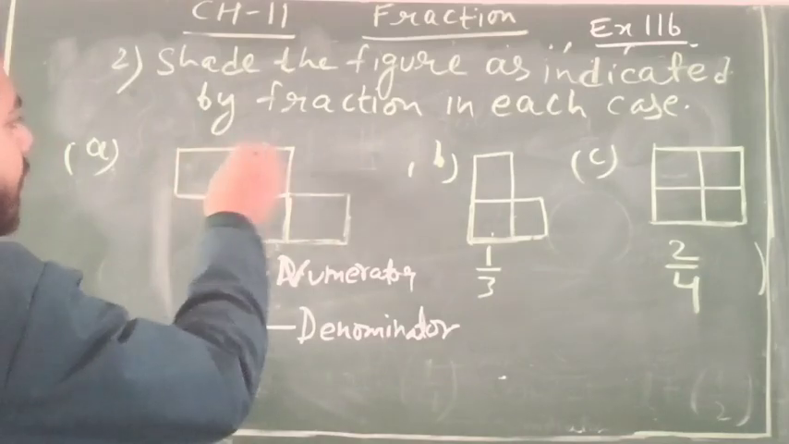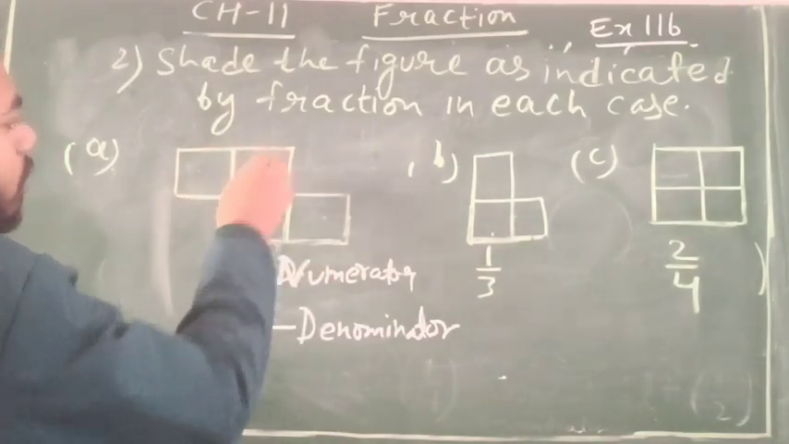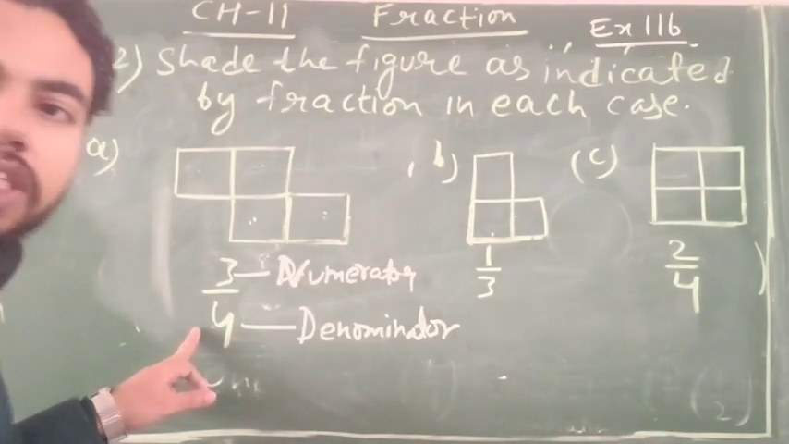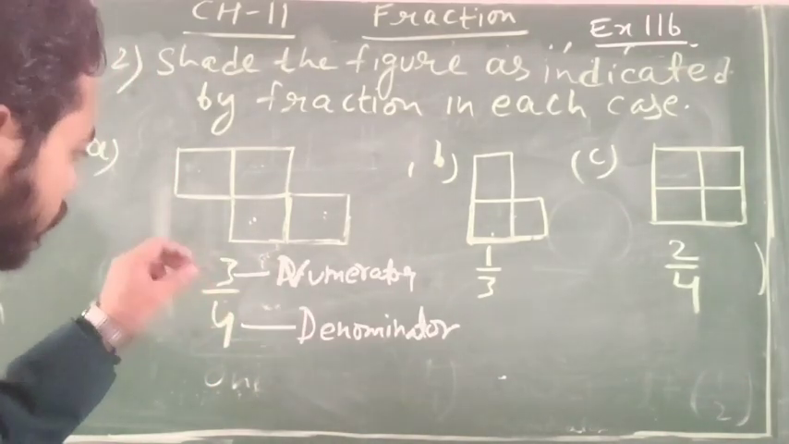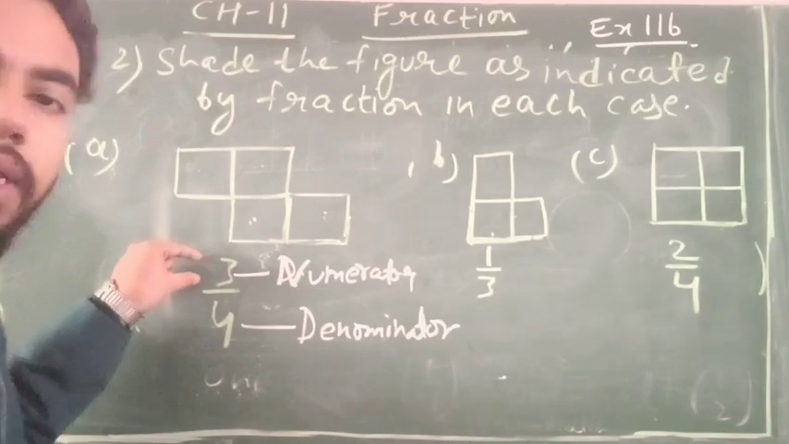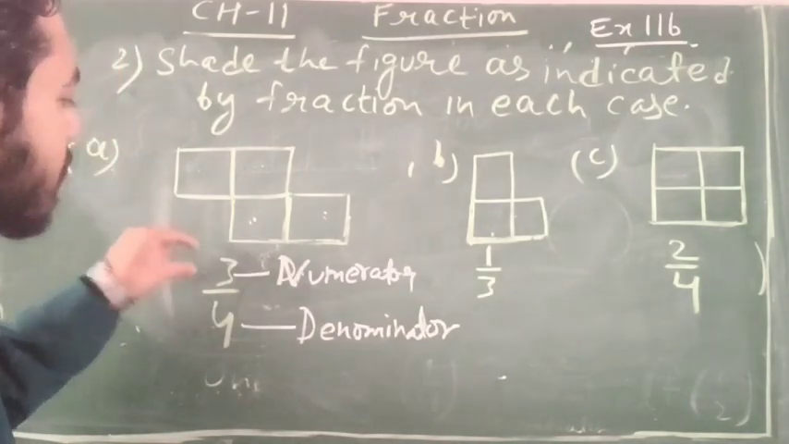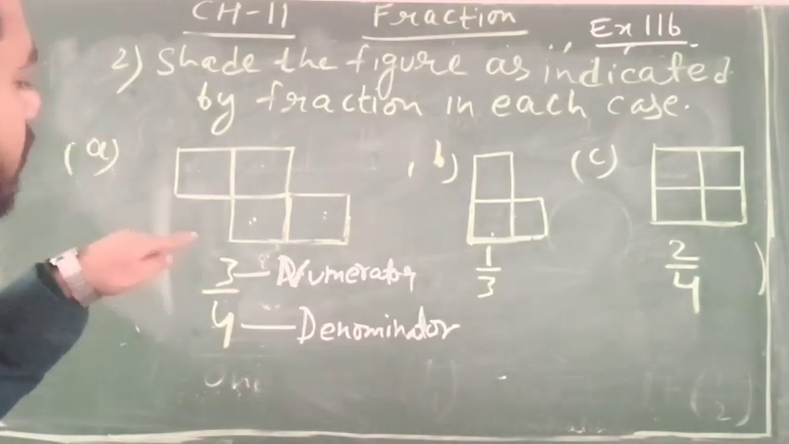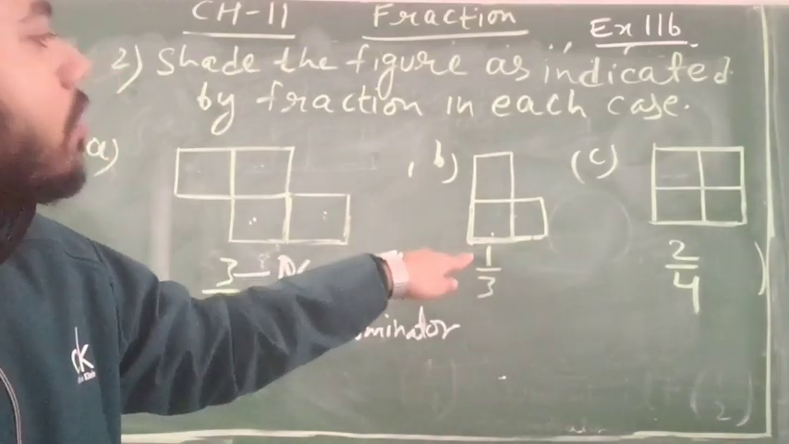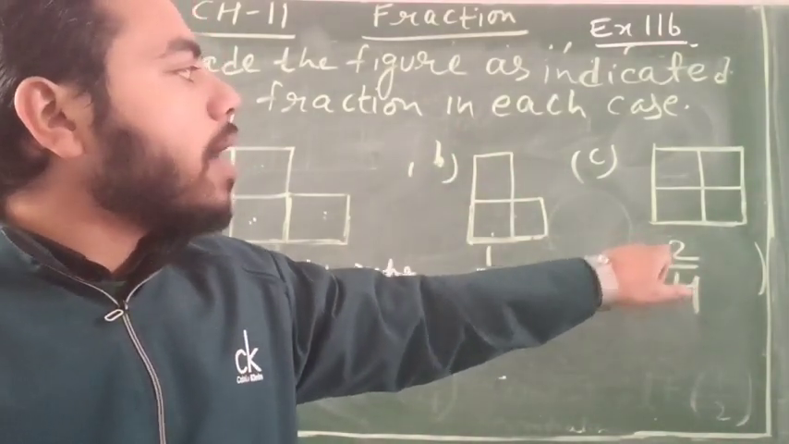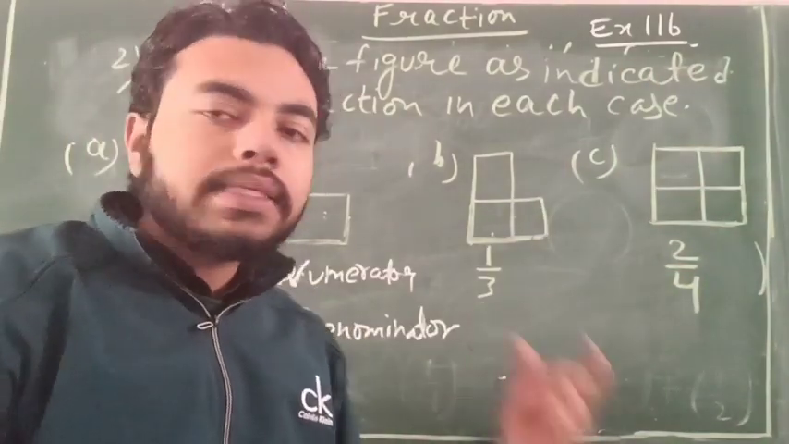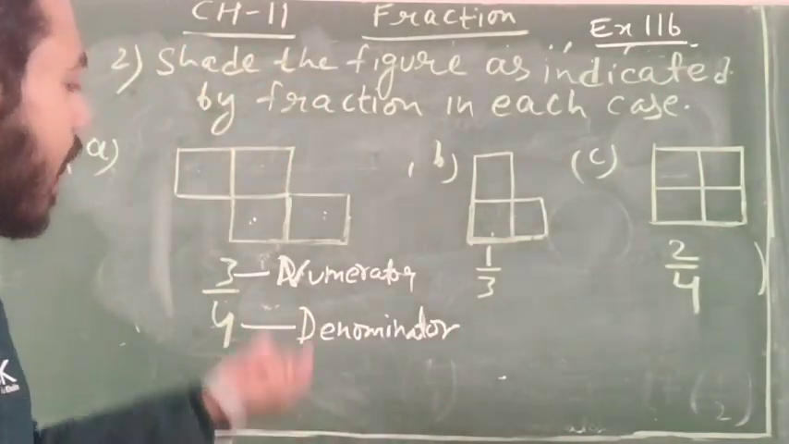So it is divided into 4 equal parts: 1, 2, 3, 4. It means the denominator is 4 and the numerator is 3. It means you have to color just the numerator part. So you have to color 3 parts here, 1 part here, and here the numerator is 2, so you have to color 2 parts. So let's try to understand how.